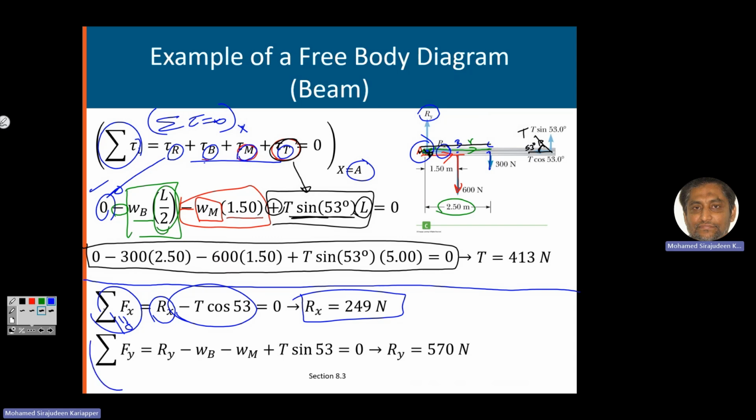Then write this equation. In the y direction, net force is equal to 0, then Ry is positive, these two are negative, the weight of the beam and the weight of the man, both are down, and the tension force is up, the y component of the tension force, equal to 0. Then you solve for Ry, you will get the equation, done, finish. So we solved a question in equilibrium.